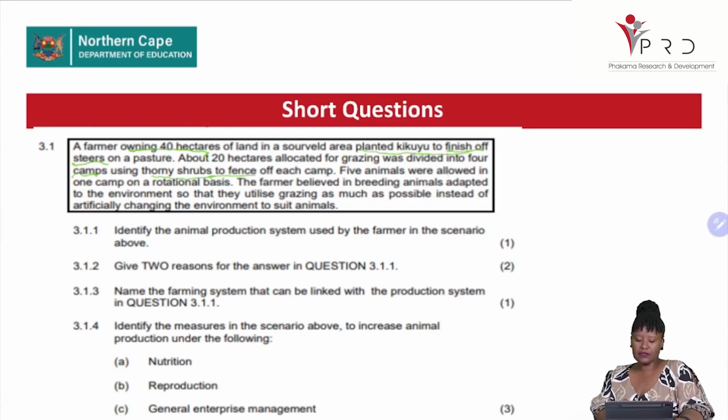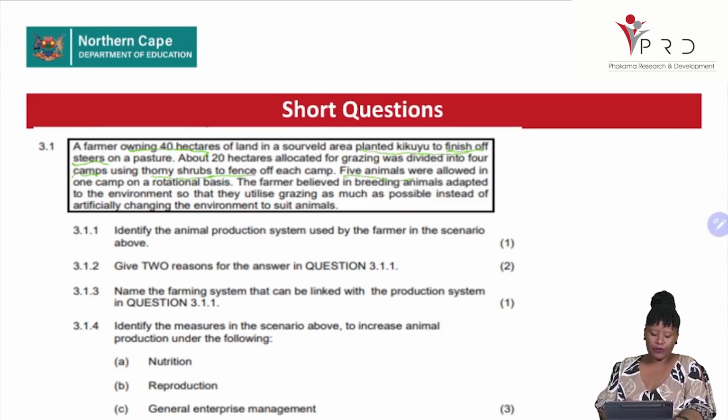5 animals were allowed in one camp on a rotational basis. You need to grasp that information. The farmer believed in breeding animals adapted to the environment so that they utilize grazing as much as possible instead of artificially changing the environment to suit animals.